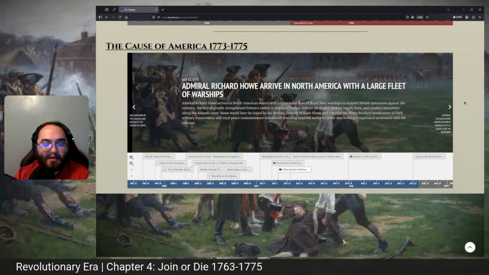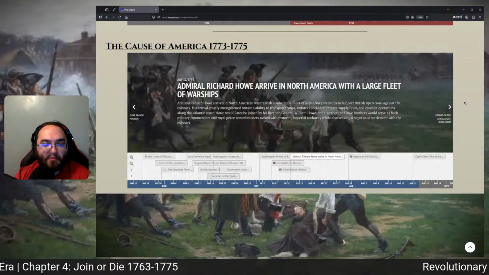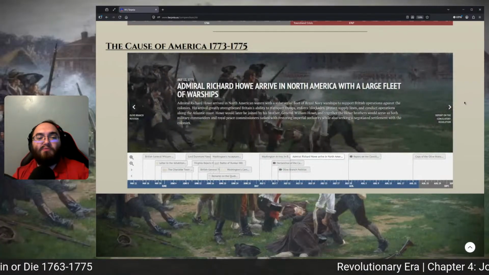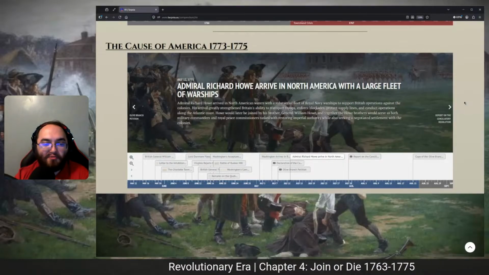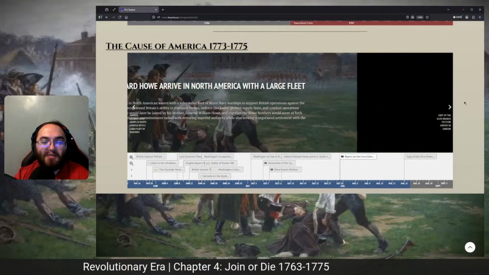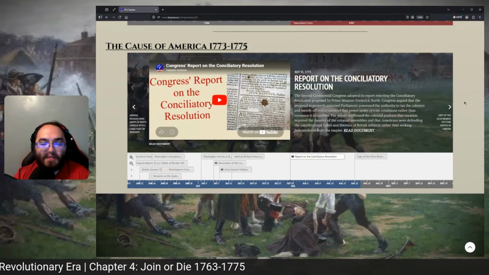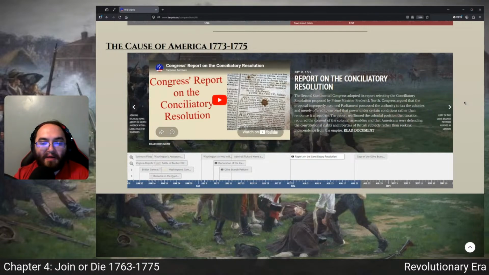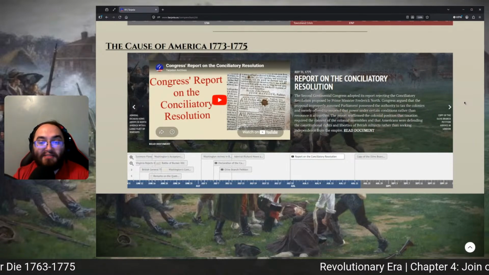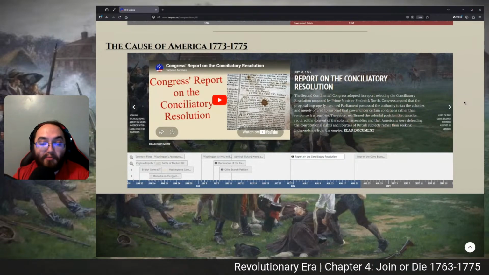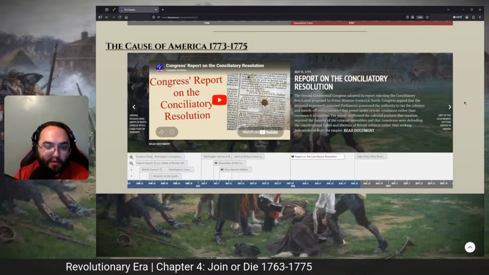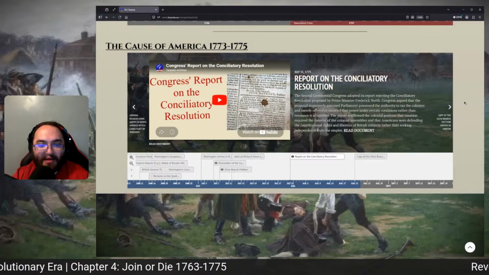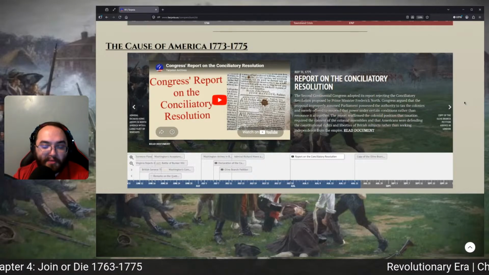And right when that is being sent, Admiral Howe, who is General Howe's brother, arrives in North America with a large fleet of warships and reinforcements. And then the Second Continental Congress will pass the report on the conciliatory resolution, which is to refuse and disagree with the Conciliatory Act of Parliament.